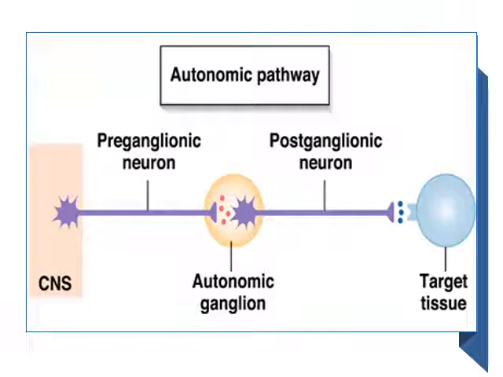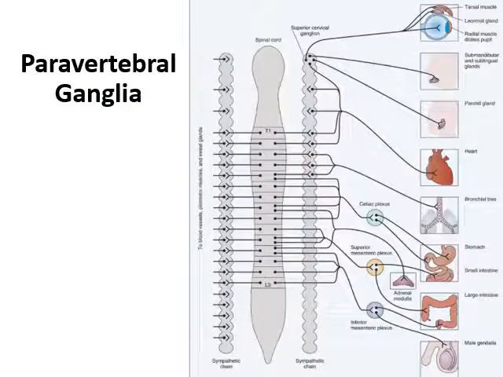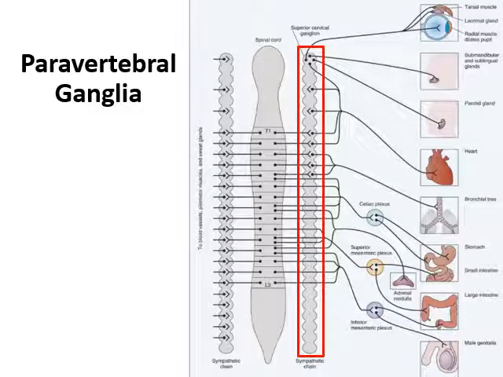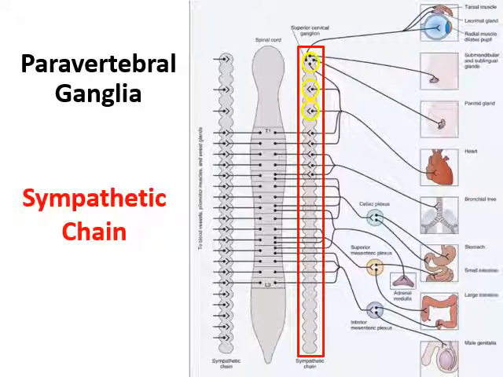We have four types of autonomic ganglia: the paravertebral sympathetic chain, collateral ganglia, terminal ganglia, and the adrenal medulla as a modified ganglion. Starting with the paravertebral ganglia. They are present on both sides of the vertebral column, with a ganglion for each segment of the spinal cord, except in the cervical region. There are only three cervical ganglia: superior, middle, and inferior. This group is for the sympathetic relay only. That's why it's called the sympathetic chain.